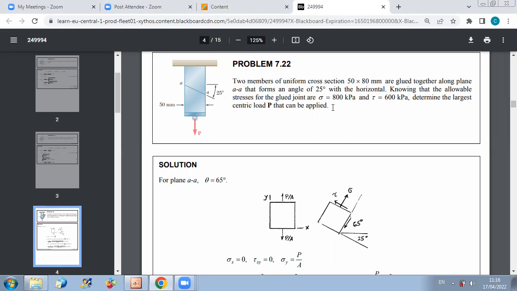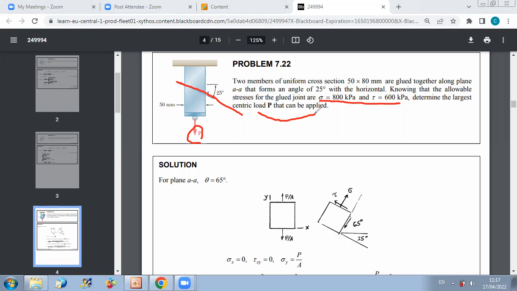Okay, so first, let us do the analysis of this problem. In this problem, they want us to determine the maximum load P that does not exceed the stresses sigma and tau in this section. For the glued section here, they told us what the values of sigma and tau should be. So here, they gave us sigma x prime and tau x prime y prime, and we want to do the analysis in order to find the maximum P that can be applied.